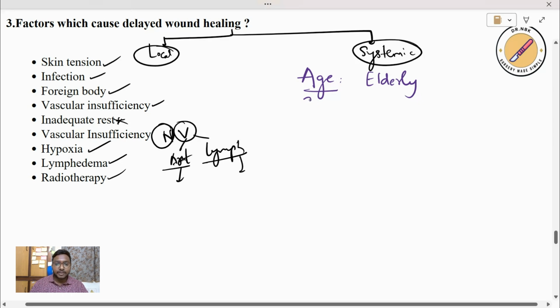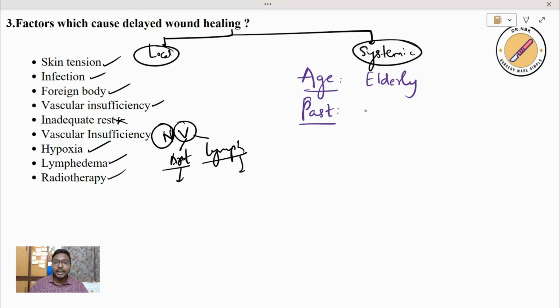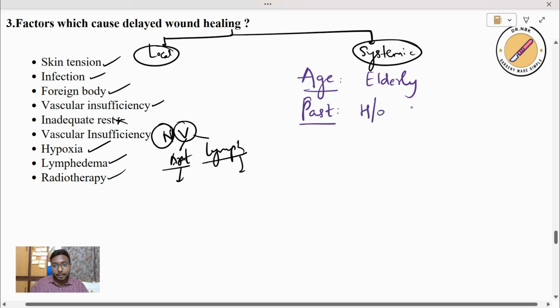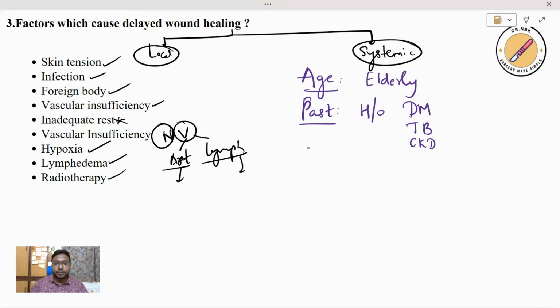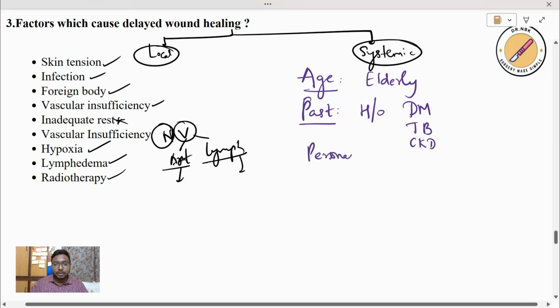But when it comes to, let's say for example, past history. After patient details, chief complaints, then history of present illness, next is your past history. In past history, any history of comorbidities, something like diabetes mellitus or TB, then CKD, which are all immunocompromised states again. Then in personal history, any history of either smoking or alcohol consumption will delay the wound healing. So again, these are the important factors.